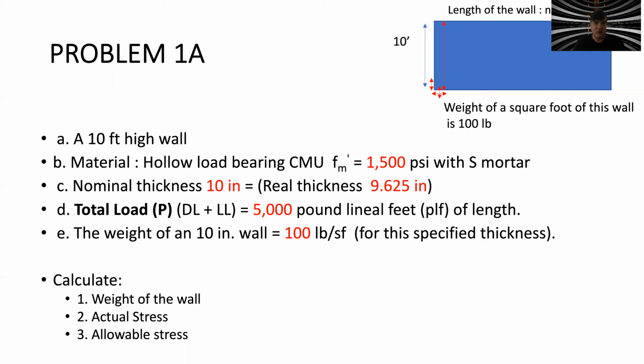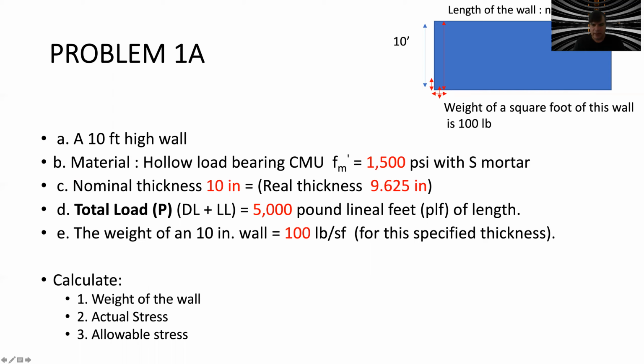The total load that the wall supports is two things, the dead and the live. You will receive both of them together. There is no safety factor, it's just 5,000 pounds in this case. And the weight of this wall that is 10 inches thick is 100 pounds per square foot. I mean, we don't care how long this wall is. In no place is it written how long it is. Everything that we need to calculate is related with what happens with 1 linear foot of this particular wall.